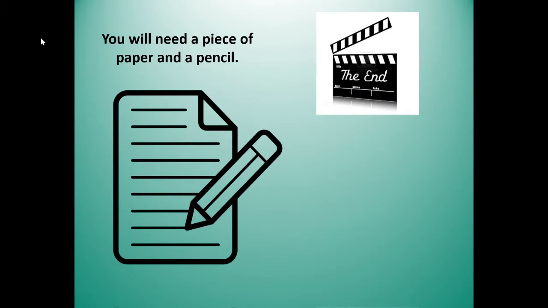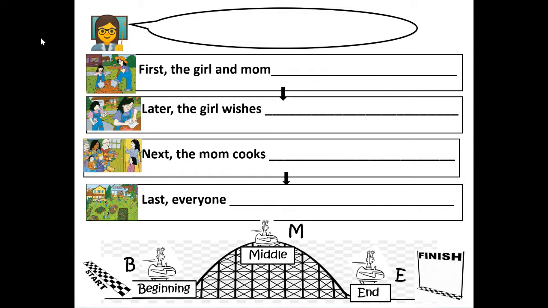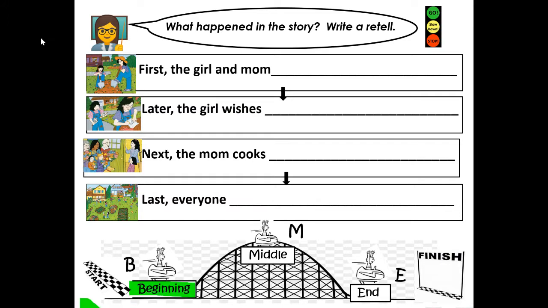And after we talk about the story and review it, at the end, you're going to challenge yourself and answer this question in writing. What happened in the story? Write a retell. And we're going to use our colors. Green means go, yellow means slow down, and red means stop. So we're going to first talk about the beginning of the story, or green. We're going to go, and you're going to say, first, the girl and mom. You're going to write that and finish the sentence.